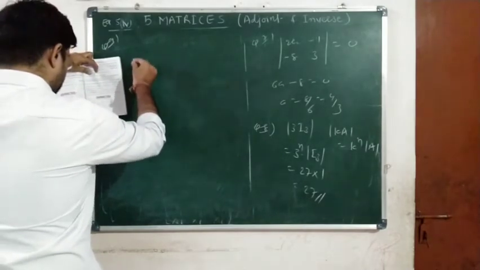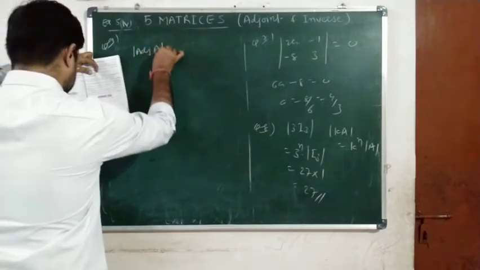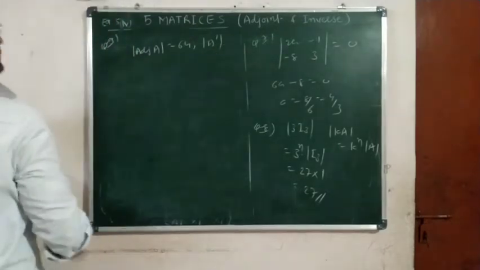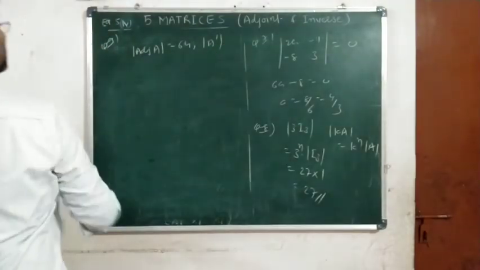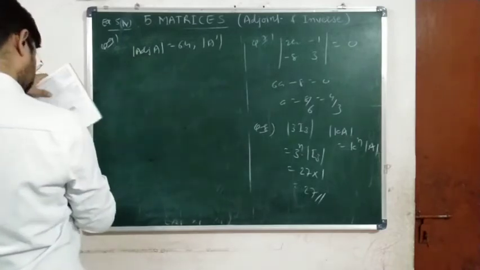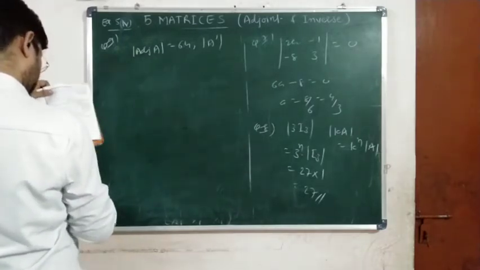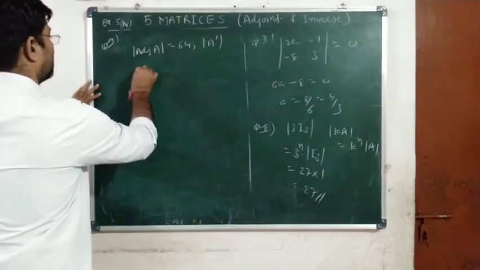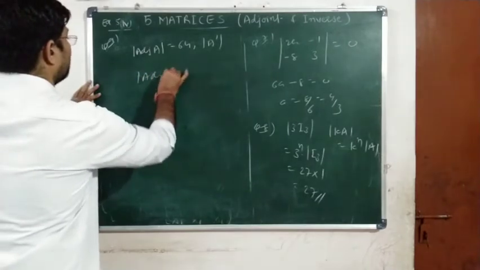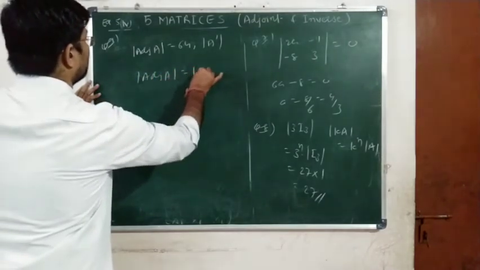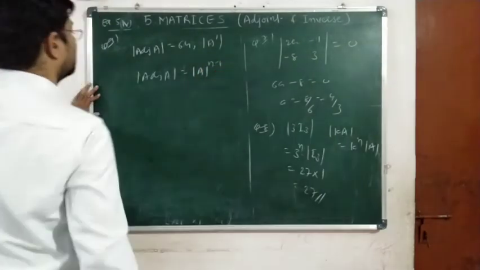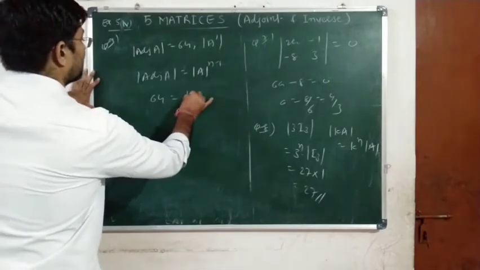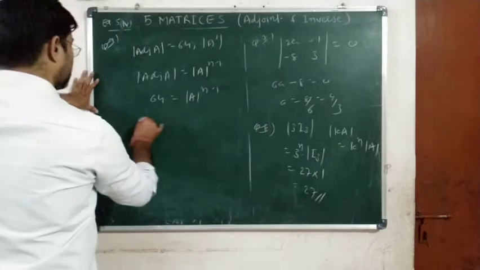If A is a square matrix of order 3, A dash means A transpose. Yes or no? So determinant of adjoint of A is equal to 64. Let us use the property: determinant of adjoint of A is equal to determinant of A raised to n minus 1. So 64 is equal to determinant of A raised to n minus 1.